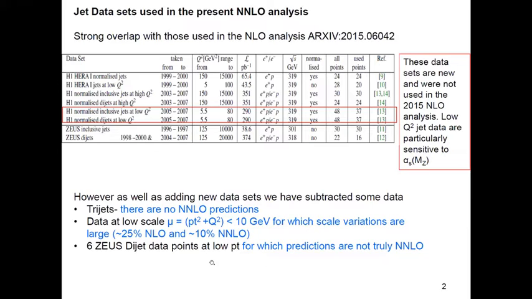It's also true that we chose rather non-optimal cuts for the ZEUS dijets, and that means that our points at low pT are not really truly predicted at NNLO. So we've also cut out 6 low pT points from the ZEUS dijet sample.